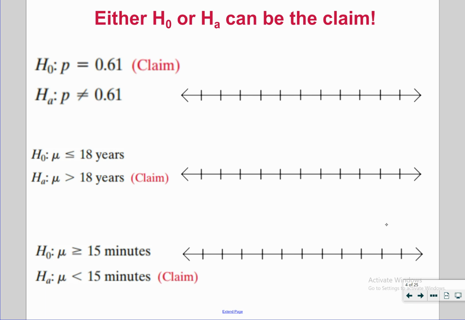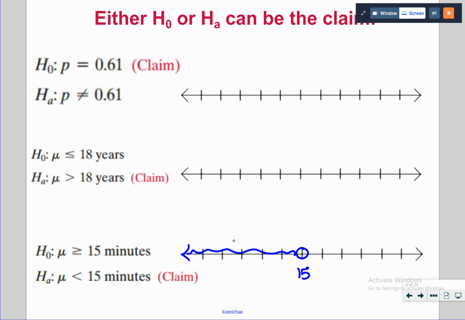At the very bottom, we have a null hypothesis, H sub 0, that says the population mean of something is greater than or equal to 15 minutes. The alternative hypothesis, which is the claim that someone is making, is that the mean of whatever is less than 15 minutes. We're going to graph both of these. I'm going to find 15 minutes somewhere on my number line, in the middle there, and graph my alternative hypothesis first. It's that the mean is less than 15 minutes. Going back to algebra 1, I make an open circle at 15, meaning not equal to, and shade everything to the left. That is my alternative hypothesis.